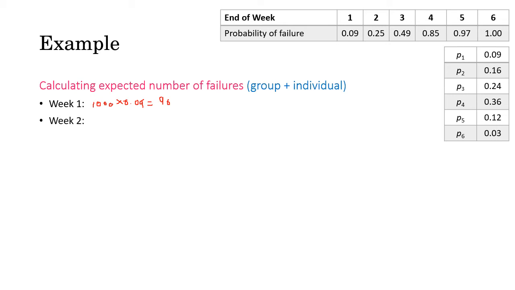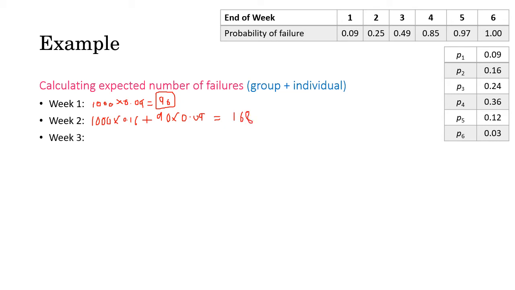Similarly, by the end of week 2, 16% of the bulbs are likely to fail. That means 1000 into 0.16. So these 160 bulbs are likely to fail by the end of week 2, plus 9% of these 90 bulbs are likely to fail at the end of week 2 because they would have completed week 1 of their life. Okay, so 9% of those 90 bulbs are likely to fail by the end of week 2, and this figure comes out to be 168.